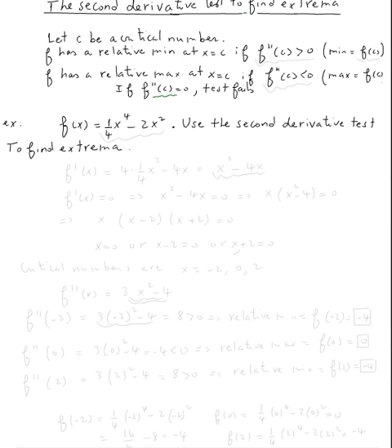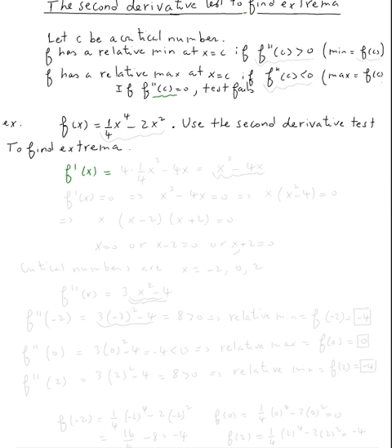So here's an example. f of x is equal to 1 over 4 x to the 4th minus 2x squared. And we're supposed to use the second derivative test to find the extrema. So first we need to find critical numbers, right? To find critical numbers, we always find the first derivative and set it equal to 0 and then solve for x.